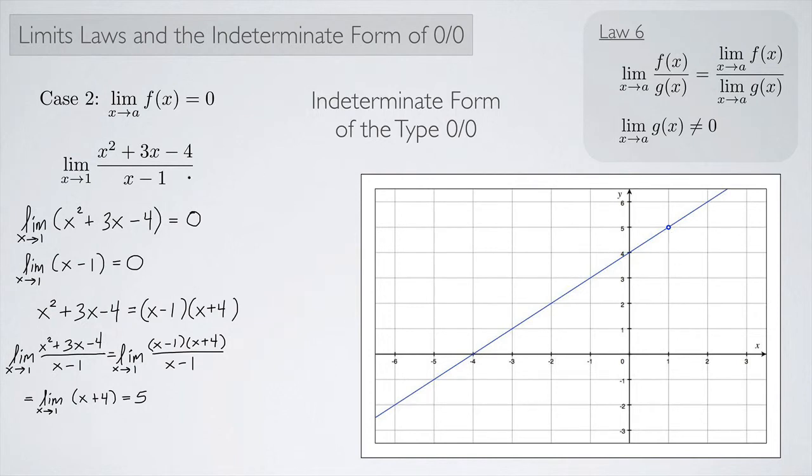So we have an open circle here. Notice that this thing right here, x squared plus 3x minus 4 divided by x minus 1, does not equal x plus 4. They're different when x happens to be equal to 1. But in the limit, we're okay, because the limit doesn't care about what happens right at 1. It just cares about what happens as you approach 1. And we can see that as we approach 1 on the x-axis, we approach 5 on the y-axis.